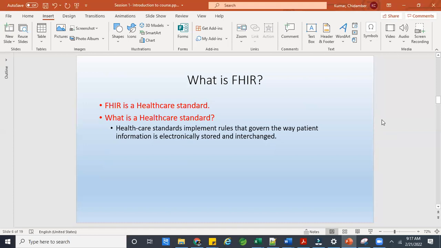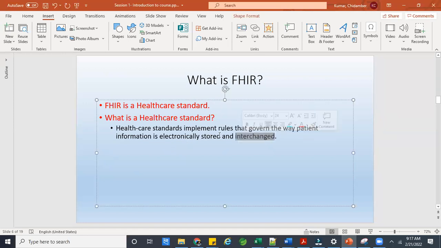In short, FHIR is a healthcare standard. Now, how much are you aware of healthcare? The question might come: what is a healthcare standard? If you're new to healthcare, that's the first question that comes, and why do we need a standard around it? So, if we go officially or formally, the definition of a healthcare standard is that there are rules that govern how patient information is electronically stored and interchanged.